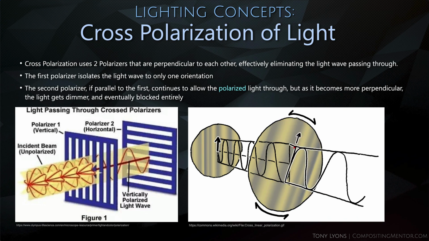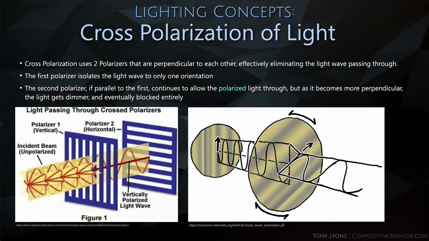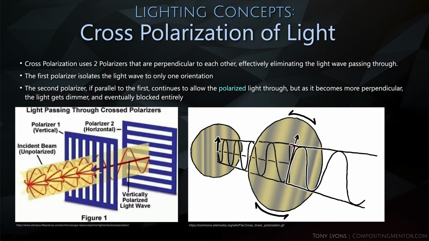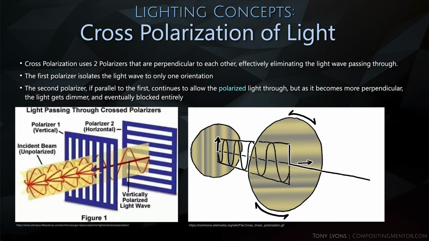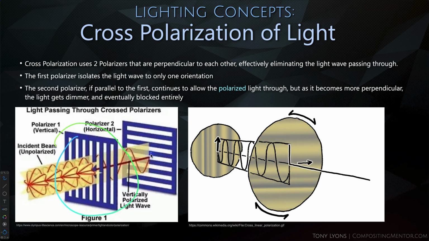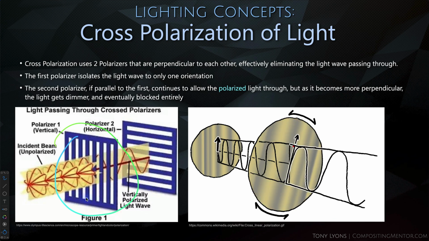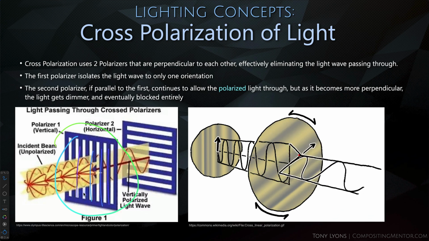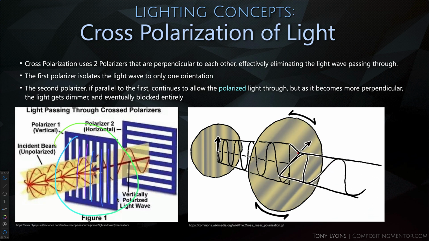So then you get cross polarization. Cross polarization uses two polarizers that are perpendicular to each other, effectively eliminating the light wave passing through. So the first polarizer isolates the light wave to only one orientation. So in this case, only a vertical light is being let through the first polarizer.